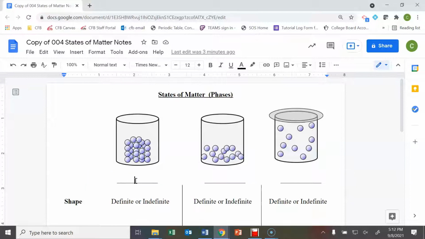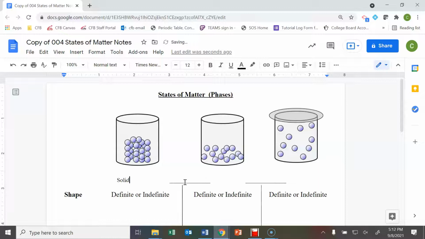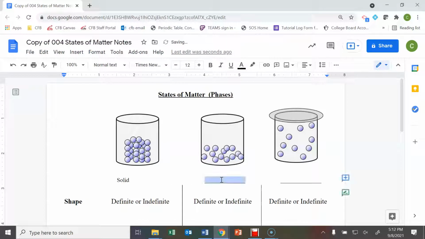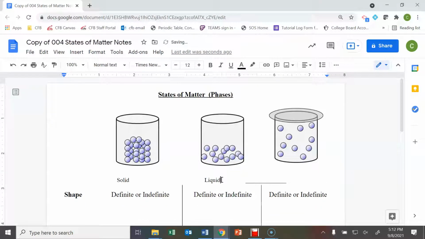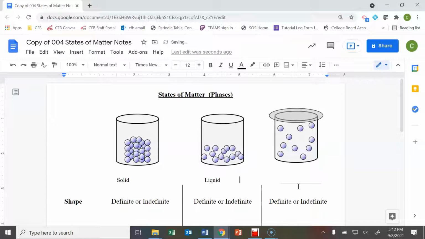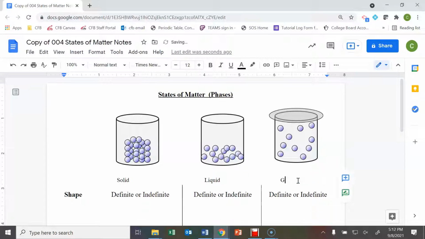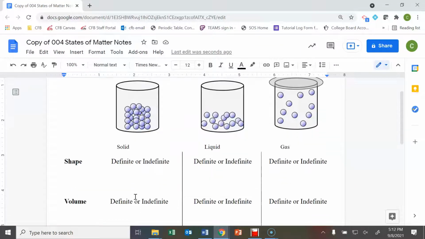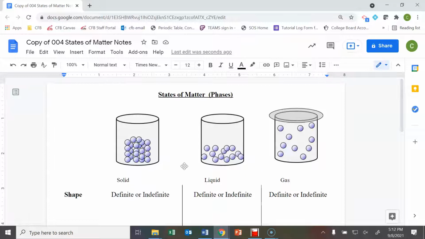Hopefully you got that. This should be a solid. This one right here would be the liquid. This would be the gas. Now we'll talk about the shape, the volume, and some of the properties that we know about solids, liquids, and gases. I want to show you an animation to do this.